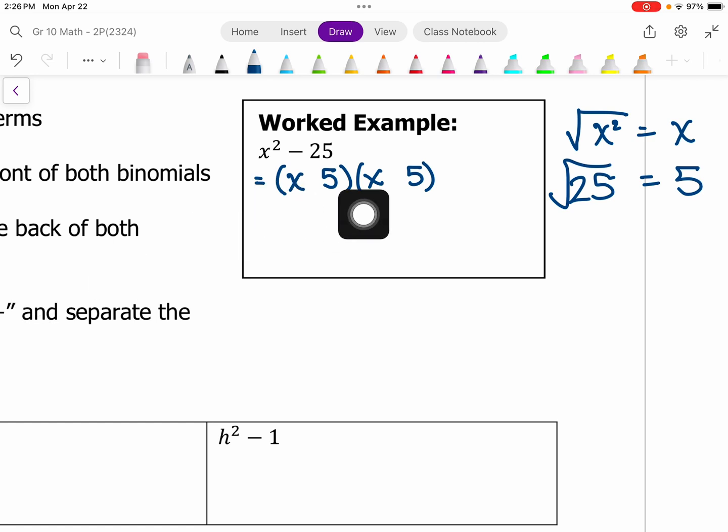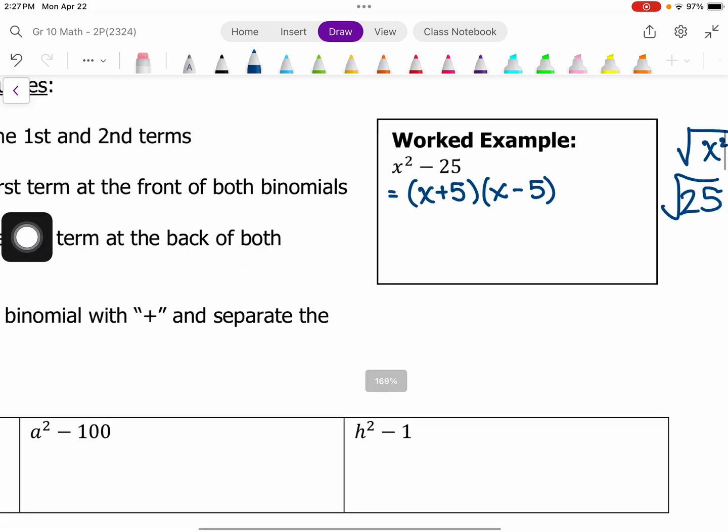So x times x gives us our x squared. And to get to a negative 25, I need a positive and a negative 5. So a plus 5 and a minus 5. This is going to give me x squared minus 5x plus 5x. That's going to cancel to give me 0x, which is why there is no bx term in this. And then plus 5 times negative 5 is equal to negative 25. So that's how I get my x squared minus 25.